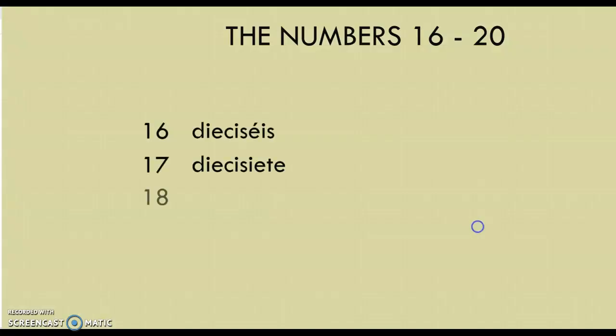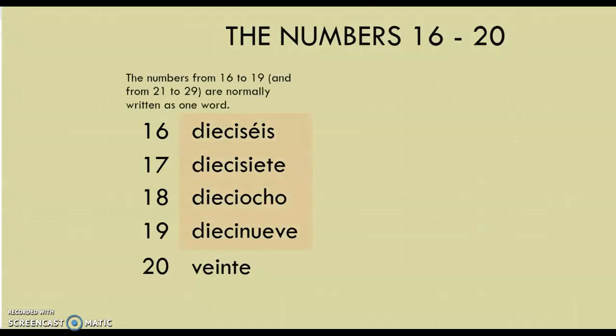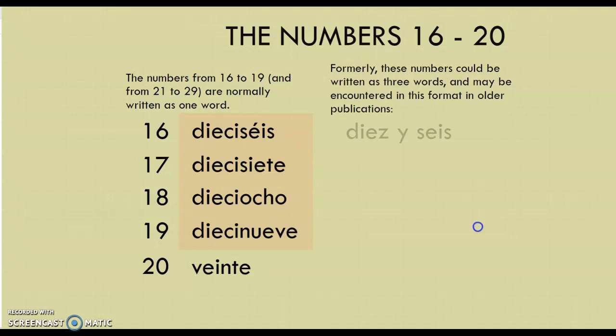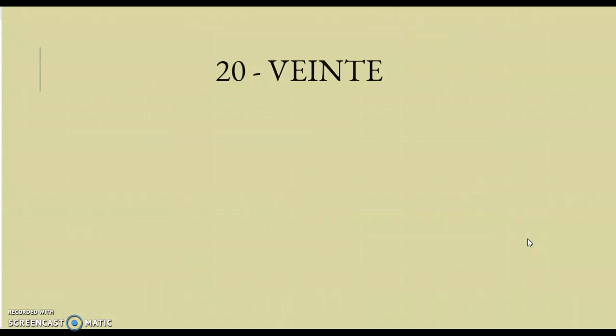Now, for the numbers 16 to 20, something that you need to maybe just be aware of, you don't have to know it, and that is that numbers 16 to 19 are normally written as one word. And we don't need to worry about that. Okay, but what you might see is that there's an accent mark. You don't need to remember that. You wouldn't be marked wrong if you didn't have it. It's all good. All right, moving on.